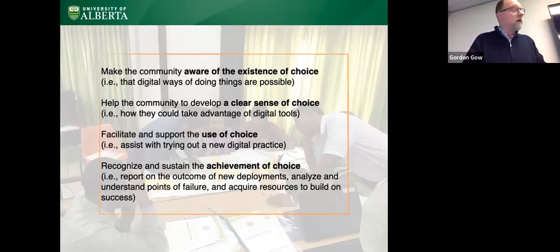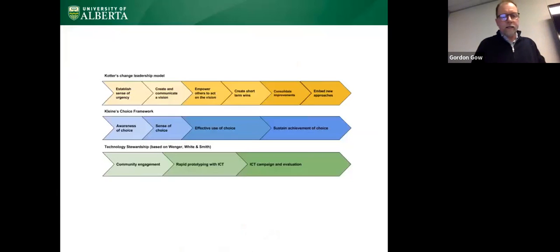Okay, so we can frame that in a leadership context quite often, to talk about stewardship when we do it in the classroom. And sometimes we compare it to John Kotter's change leadership model.